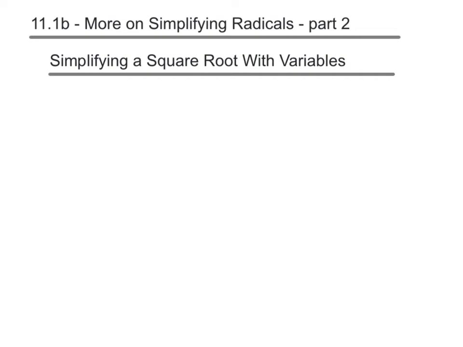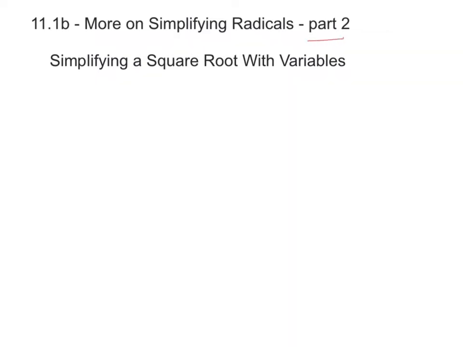Okay, 11.1b, this is part 2 of simplifying radicals. There are 2 parts to this video. The first part is about simplifying a square root with variables. So what happens when we have variables under the radical sign? There are some rules.